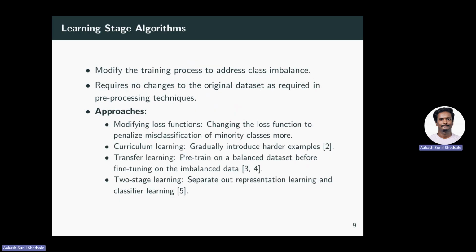Then the learning stage algorithms. They modify the training process to address class imbalance. They require no changes to the original dataset as required in pre-processing techniques. Its examples include modifying loss functions, which I'll describe next in this presentation. Other examples are curriculum learning, which gradually introduces harder examples. Another example is transfer learning, which uses a pre-trained model on a balanced dataset before fine-tuning on the imbalanced dataset. And another example is two-stage learning, where the representation learning and classifier learning are separated out.